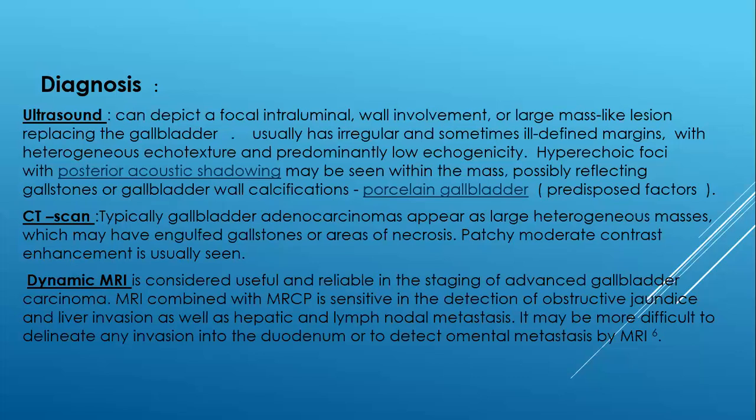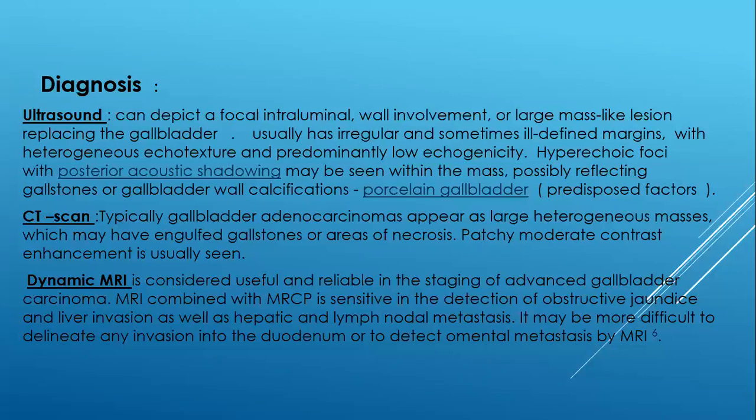Diagnosis: ultrasound can detect a focal intraluminal or wall involvement or a large mass-like lesion replacing the gallbladder. It usually has irregular and sometimes ill-defined margins with heterogeneous echotexture and predominantly low echogenicity. Hyperechoic foci with posterior acoustic shadowing may be seen within the mass, possibly reflecting gallstones, meaning the mass is engulfing the gallstone, or gallbladder wall calcification. Porcelain gallbladder is a predisposing factor for gallbladder carcinoma.